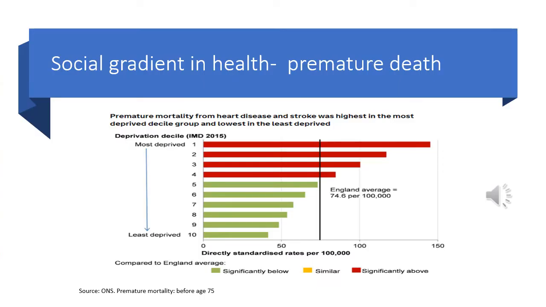Another health outcome from the social gradient is inequality in premature death, which is death before the age of 55, or based on England's healthcare system, death before 75 years of age. The national statistics in the United Kingdom report showed that the premature death from heart disease and stroke was highest in the most deprived group and lowest in the least deprived.